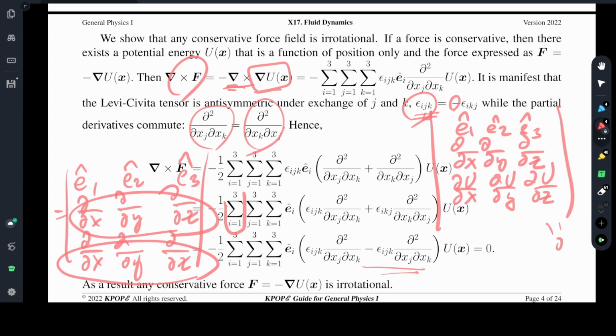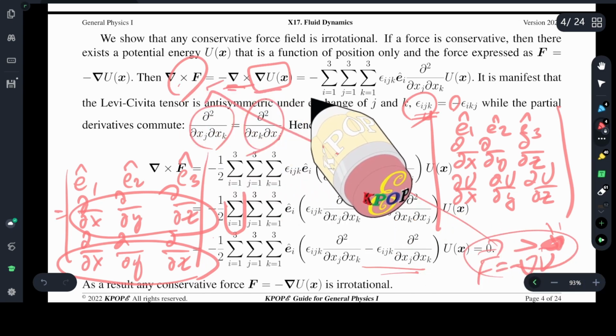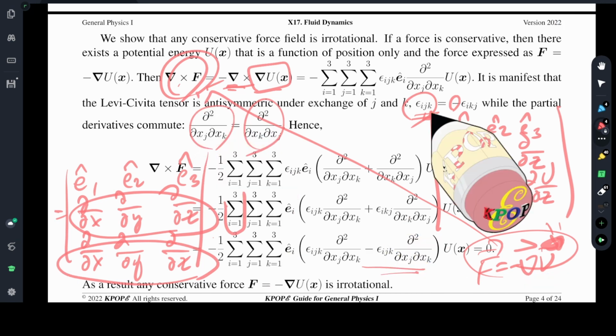As a result, if we can write a force in terms of a scalar function's gradient, it is always irrotational. If it is irrotational, according to the Stokes theorem, the work done by that force along a closed path is always vanishing.